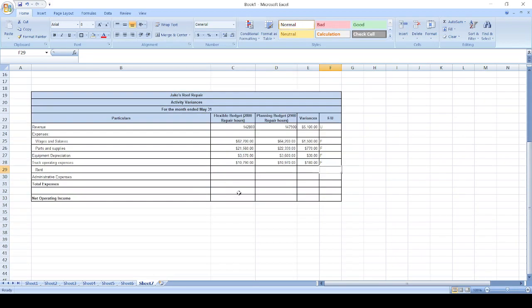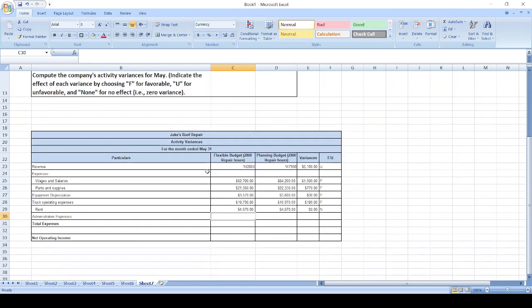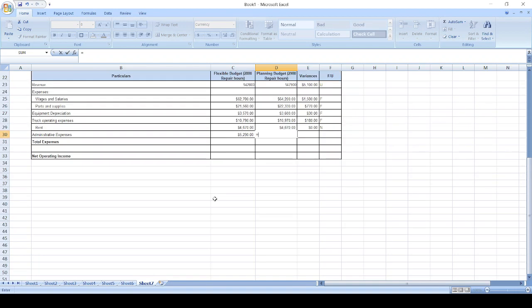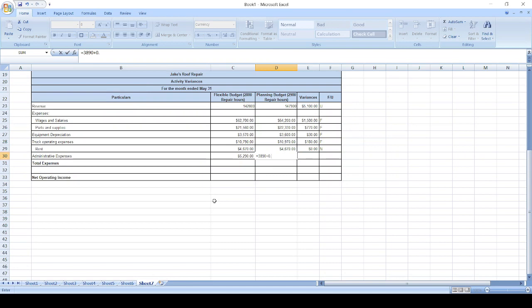Rent is $4,670, which is fixed for both, so the variance will be none. Administrative expenses are $3,890 plus $0.50 per repair hour into 2,800. For the planning budget, $3,890 plus 0.50 into 2,900 repair hours.